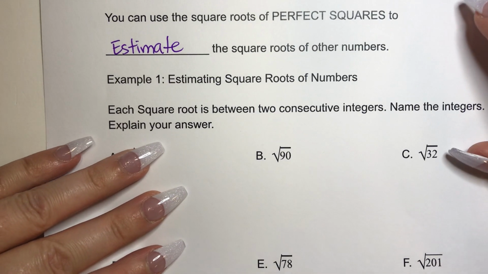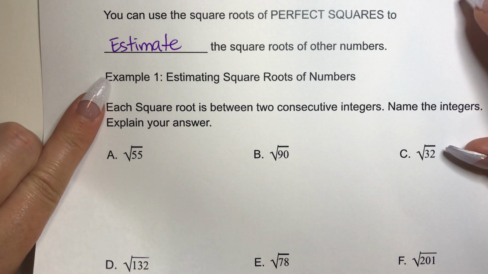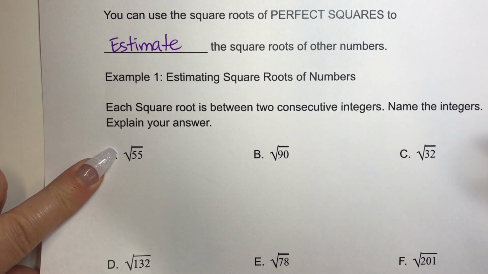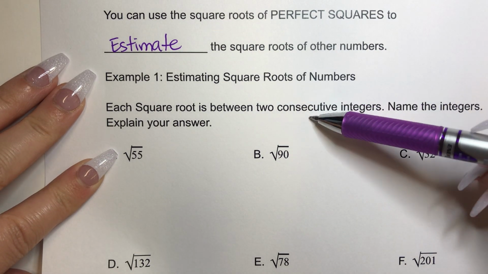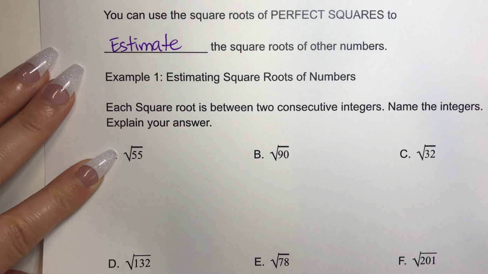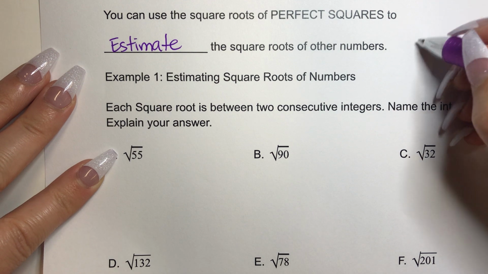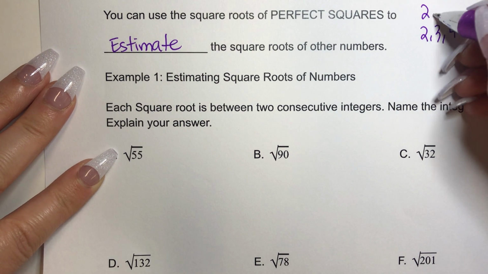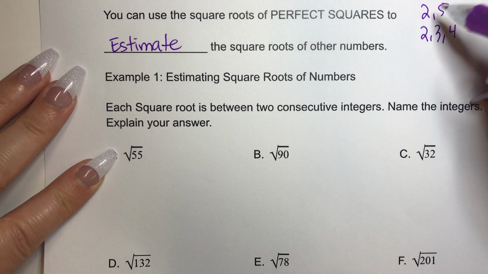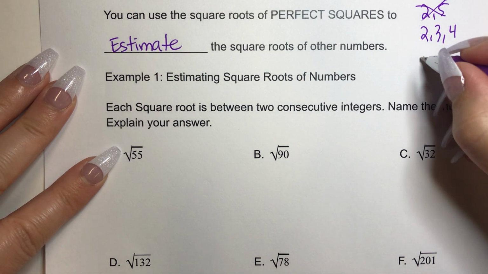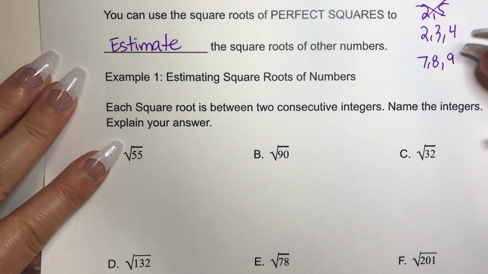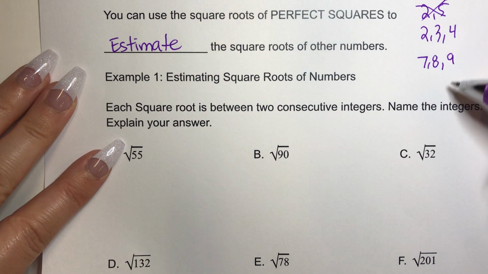So with example 1, estimating square roots, each square root is between two consecutive integers. All right, so consecutive means numbers that are right next to each other. Like 2, 3, 4, those are consecutive. 2, 5, those numbers are not next to each other, so those are not consecutive. Like 7, 8, 9, right? Those are consecutive.